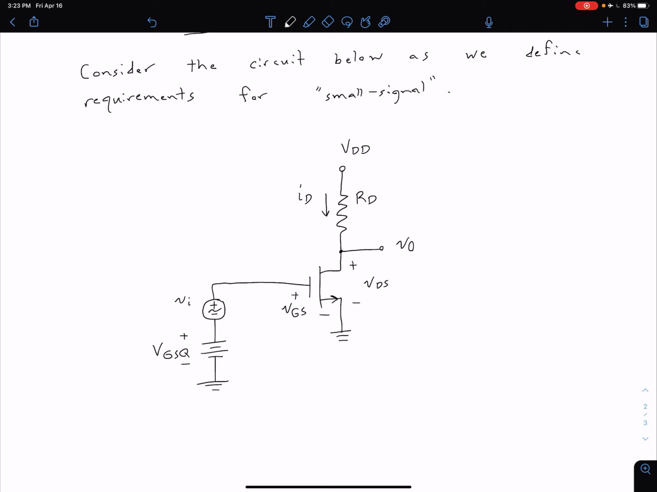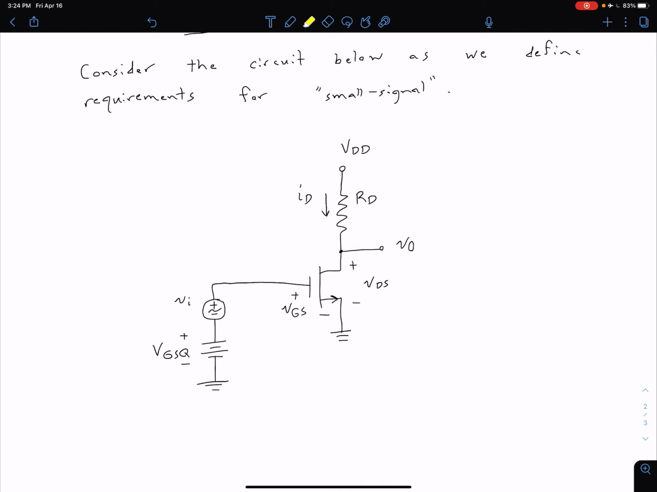So we have an n-channel enhancement mode MOSFET at the heart of our circuit here. We have our single drain resistance RD with some voltage source VDD. And then at the gate, which is acting as our input here, we have some small signal input v_i, as well as some DC input VGSQ. And our output is defined over here off of our drain side.